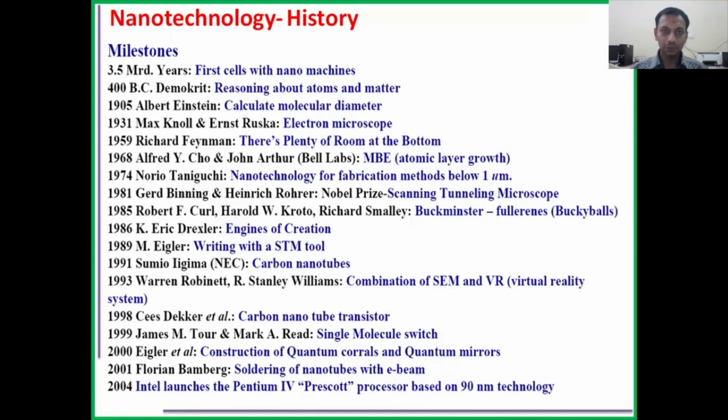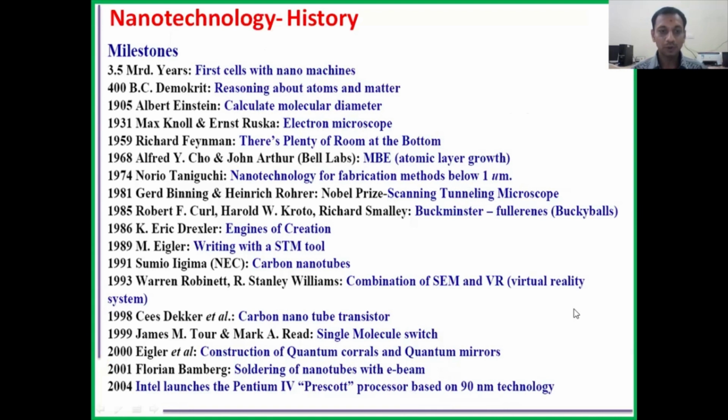This is the nanotechnology history. You can start from the first cell, which is a nano machine. It is very old. At that time, the word nano was not very popular, but people were working in that field. And then in 2004, the Pentium processor based on 90 nanometer technology.